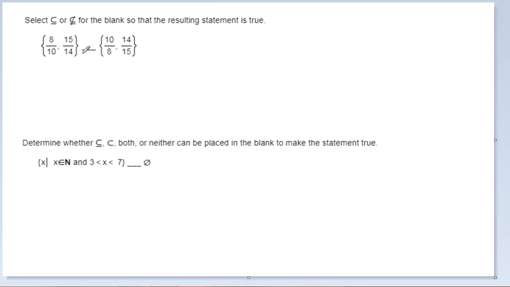Taking a look at these examples here. Even though there's fractions, they're just elements. 8 tenths is not in here. That's 10 eighths, and 15 over 14 is not the same as 14 over 15. So this is definitely not.